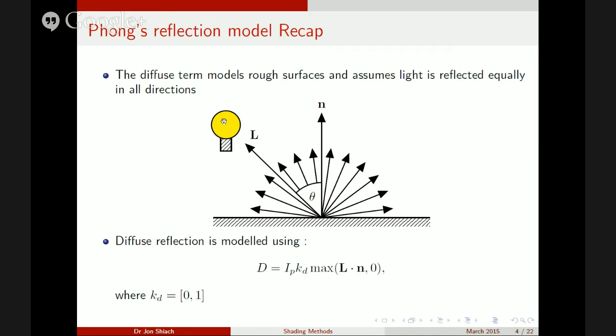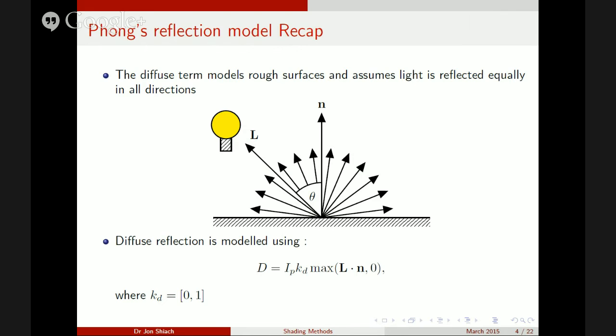But as the angle increases, so if we've got quite a large angle, so if it's not nearly 90, the light source is over here, and we have less light falling on the surface. So as the angle gets bigger, the amount of reflected light reduces. And when the angle is greater than 90 degrees, we have no light falling on the surface. So we model this using a dot product.